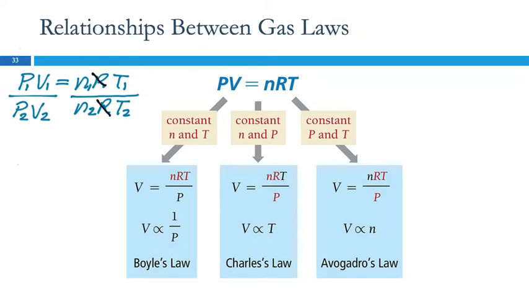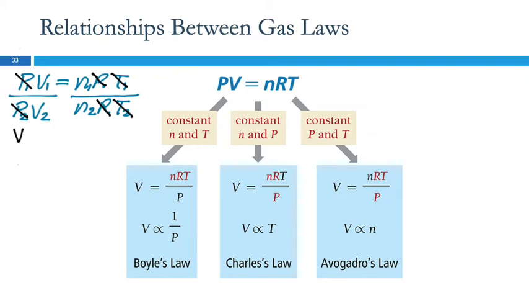So what if we were trying to get Avogadro's law? So we have a problem where we've got volume and amount of gas changing, but the pressure's constant and the temperature's constant. If the pressure is constant, that means that pressure 1 is equal to pressure 2. They're going to be the same number. We don't actually need to know what they are. They're going to cancel out. And if the temperature is constant, T1 equals T2, and those cancel out.